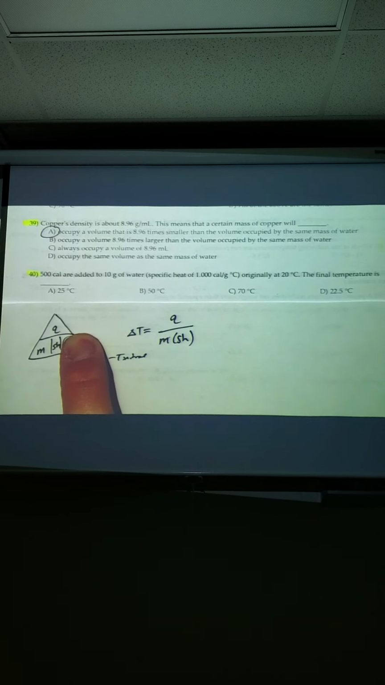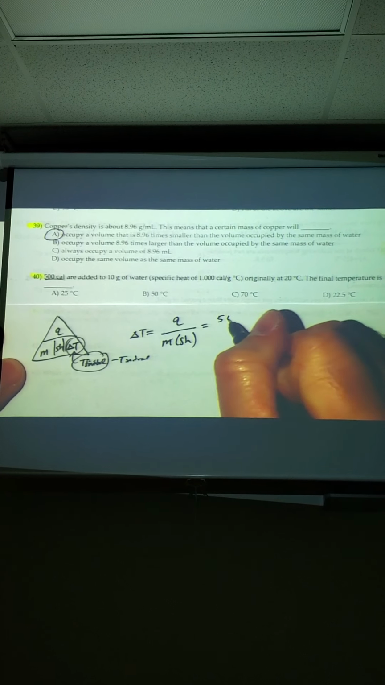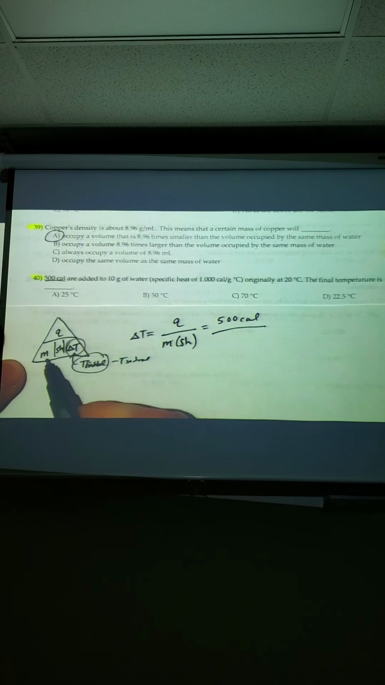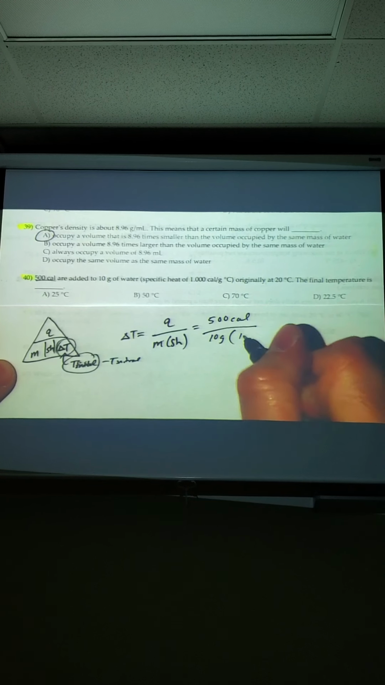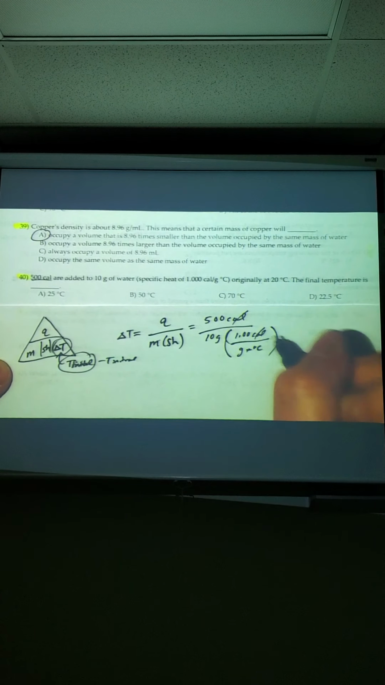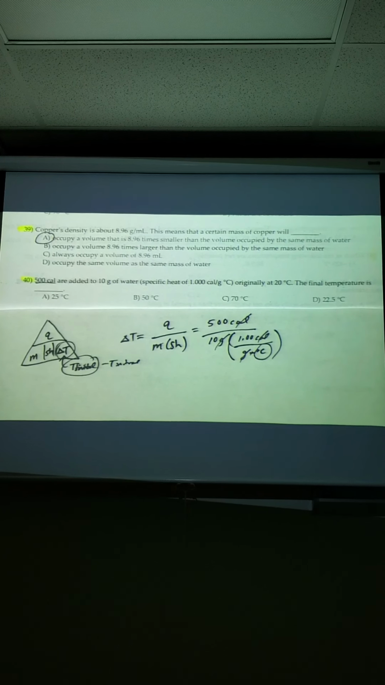So use your finger to cover up what you want. What's left over is what you need to get there. It avoids algebra. Anytime you're going top to bottom, that's divide. Left to right, that is multiply. So look for Q. Q is the only energy value there, 500 calories. Mass is 10 grams. Specific heat is water, a standard 1 calorie per gram times degrees Celsius. Notice calories cancel, grams cancel. If only that worked in real life, but it does work in algebra that way.